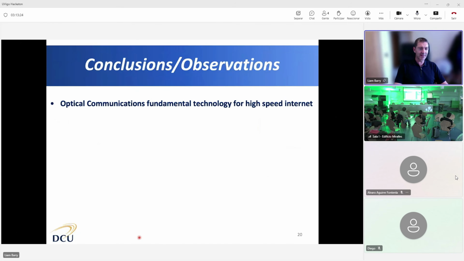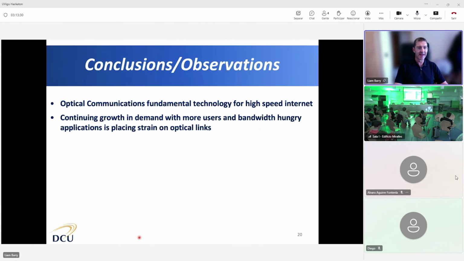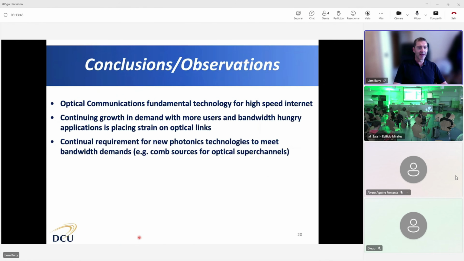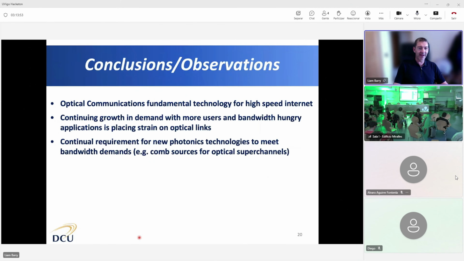So just to conclude, optical communications is a key technology for high-speed internet and data center links. Growth in demand is really causing problems in terms of strain, both in terms of not enough bandwidth in the fiber, but also energy consumption. So we need to be developing new photonic technologies so we can have that continued growth in optical communication systems. Optical frequency combs is one, and obviously all integrated photonic technologies will be key for developing these high-speed links that we need to continue the growth in internet bandwidth.